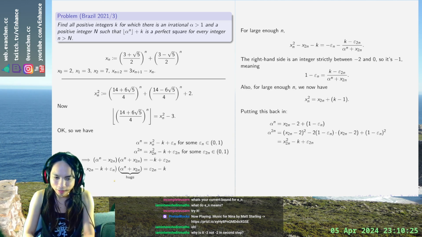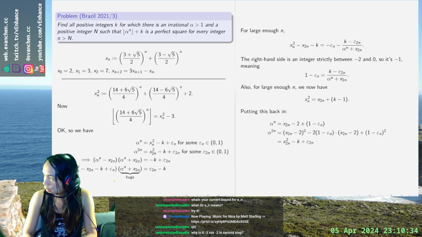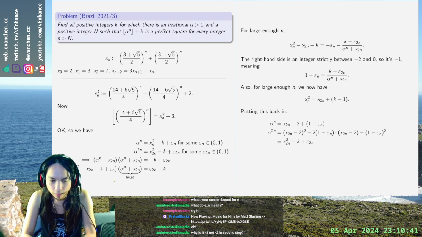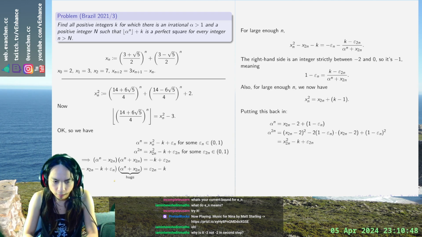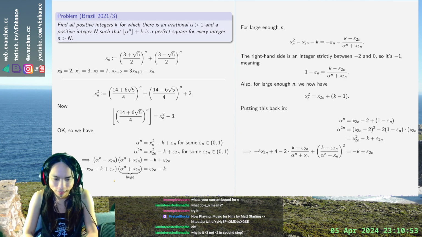Okay, why don't I just substitute in the thing instead of trying to guess at it? So we're going to get rid of all the epsilon n's by doing this substitution, because 1 minus epsilon n is something really, really small, and we're going to write it that way. Okay, so the equation I get is this monstrosity. This doesn't feel very... I want to get rid of the x sub 2n as well.